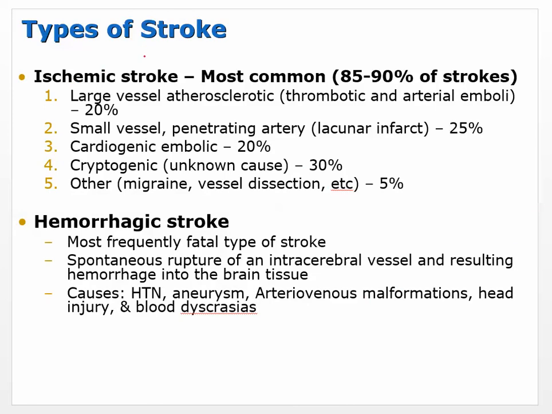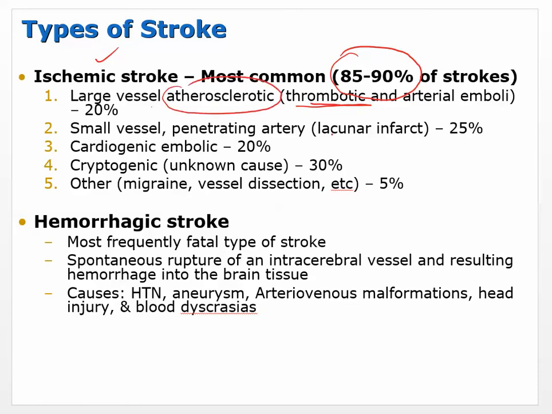Okay, so let's talk about these types. Ischemic, remember ischemia, decreased blood flow, and that's the most common. 85 to 90% of strokes are from some kind of clot. Okay, so large vessel atherosclerotic, thrombotic, and arterial emboli. Thrombotic means that it's a thrombosis, which means that it's a clot. In this case, it's talking about atherosclerosis.